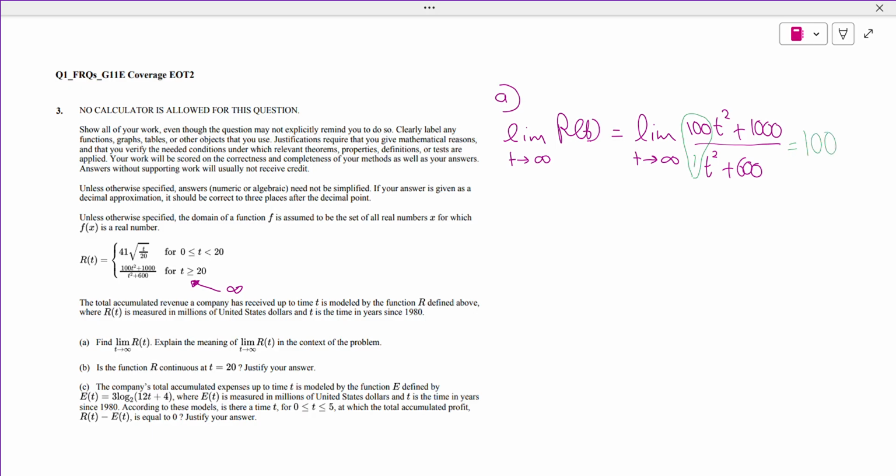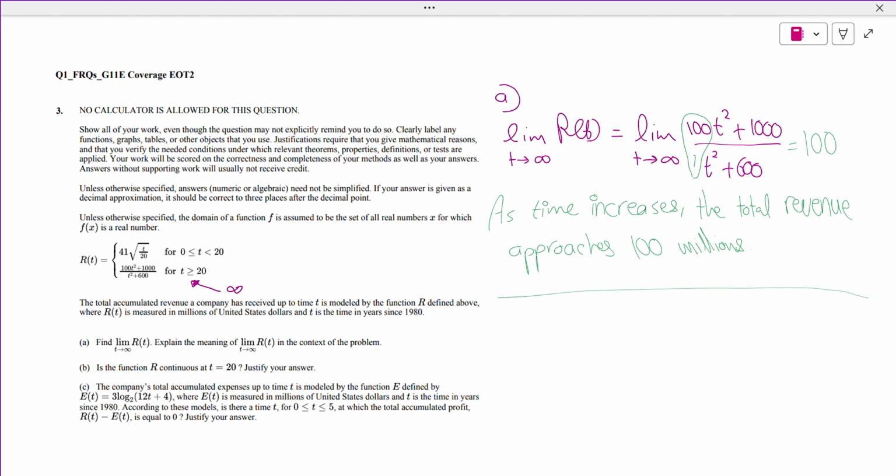So what does that mean? The limit as t approaches infinity equals 100, and R is measured in what? R is measured in millions. So we can just say that as time increases, the total, what? R refers to revenue, right? The total revenue, right? So the total revenue the company has received, or the total revenue approaches 100 what? 100 millions. So this is the first part.